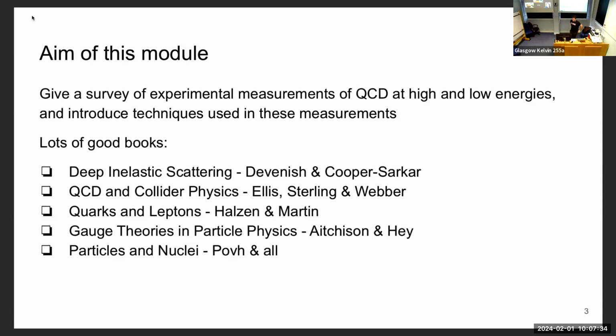So as I said, it's a survey of experimental measures of QCD at high and low energies. I'm not an expert on everything, and it's going to be very hard for me to cover all the QCD part in 4 hours. So it's including the measurements at experiments. So I'm going to give you the main highlights.